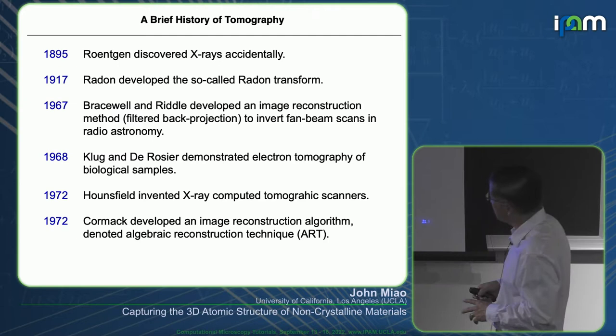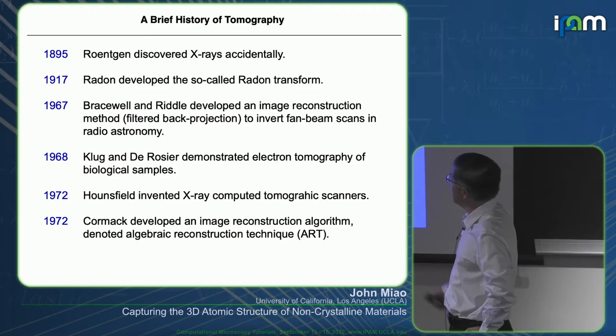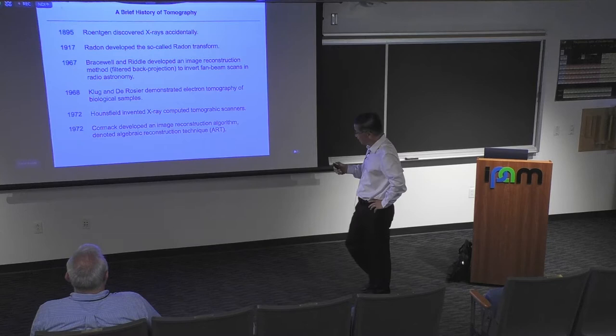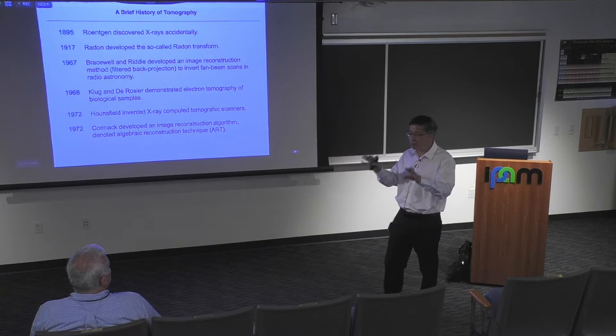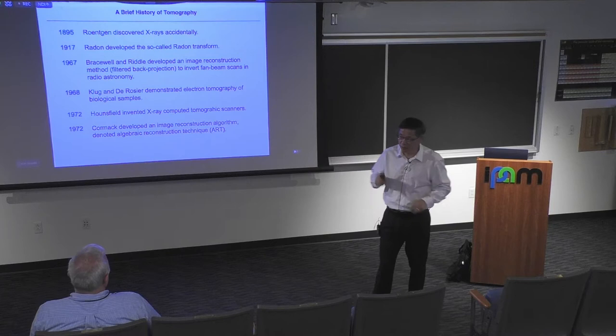In 1895, Röntgen discovered X-rays by accident, and he got the first physics Nobel Prize in 1901. There was some debate about whether there should be a second person, but the committee was so impressed by Röntgen that he got a single-person Nobel Prize. And then Radon is a mathematician.